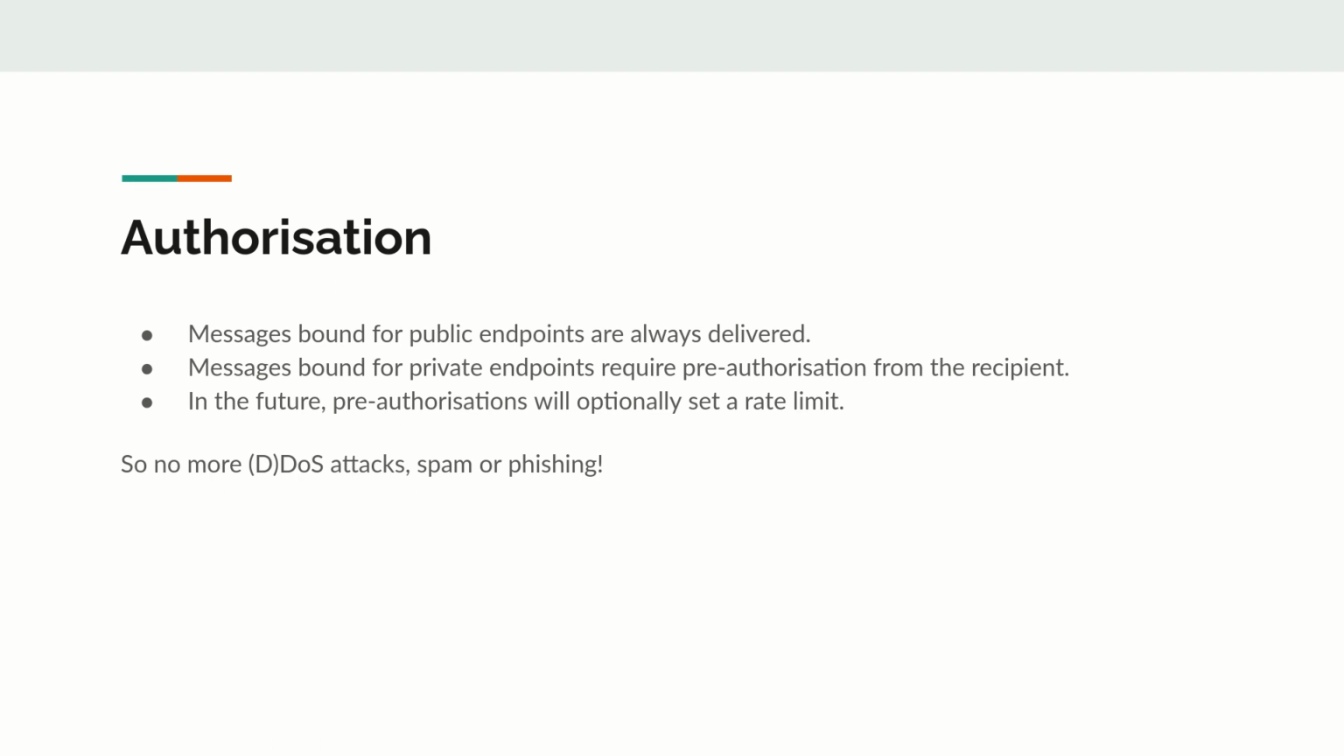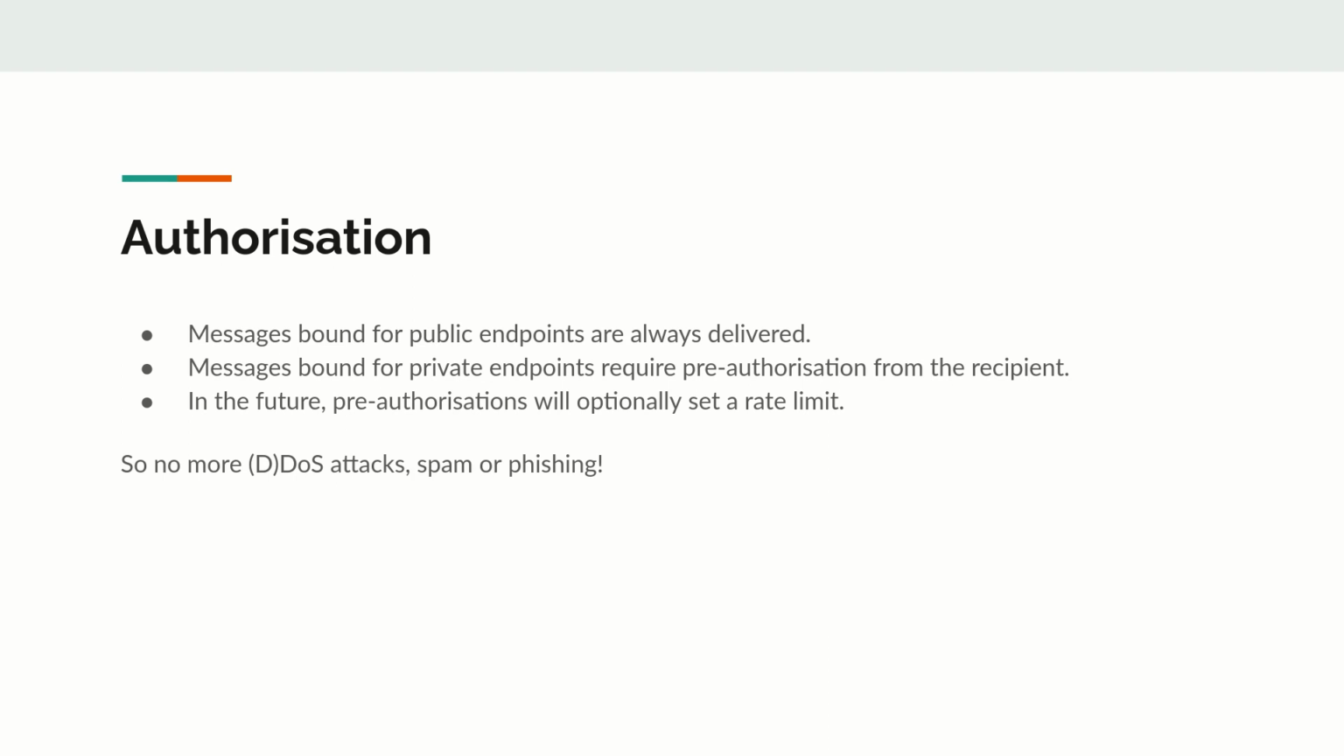And if for whatever reason the two gateways fail to notice that due to, say, a security compromise or a bug in the code, then as a last resort, the final endpoint will also check that signature to make sure that the sender truly is authorized to reach that endpoint. In the future, pre-authorizations will optionally set rate limits. So as a user, you could restrict how many messages you can get in any period of time. So you can say, I'm willing to get up to one message per week from this sender. You will be able to do that.